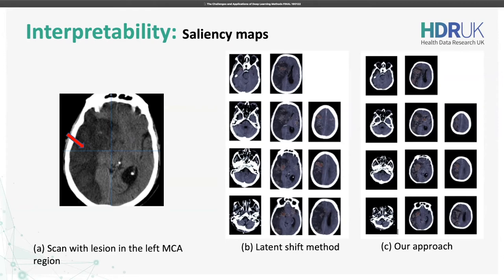In particular, in this figure is shown a scan with a very clear lesion in the left MCA region of the brain. And we have the saliency maps generated with the two different approaches. I think maybe it's not so easy to see from the slide, but both approaches tend to highlight the correct region of the brain, even if our approach may be a bit more precise. So for this reason, we also did a quantitative analysis of the saliency maps. If we move on to the next slide, please.